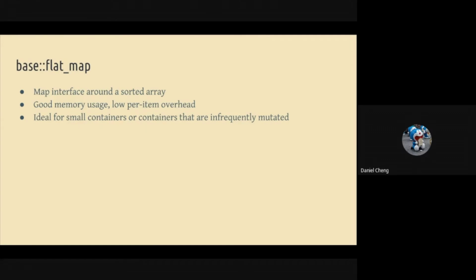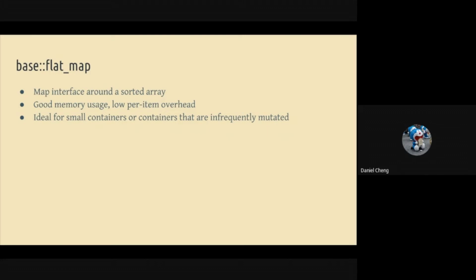base::flat_map is supposed to be a default container in Chrome. It has good memory usage with low per item overhead. On a 64-bit architecture, std::map has 32 bytes of overhead per item, while base::flat_map has no per item overhead. However, flat_map has drawbacks too. It's not well suited for containers with many items, since insertion and removal have O(n) performance. In most cases, this won't matter, but the performance cliff can be an unpleasant surprise.